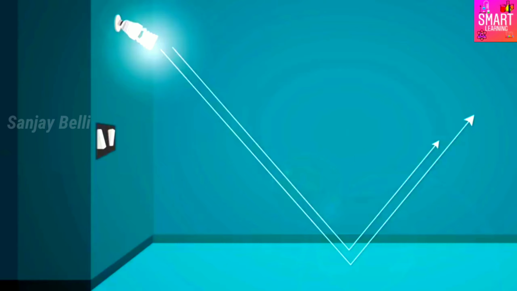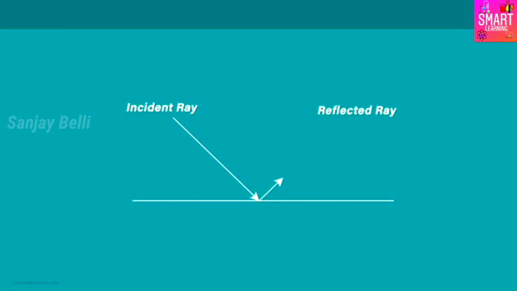Consider this plane surface. Suppose one of the rays from the bulb strikes at this point. This is called an incident ray. We know that this surface will reflect this ray. And the reflected ray will travel in this direction. Why only in this direction? Why not here or here? This is because rays of light obey certain laws of reflection when they strike any surface.